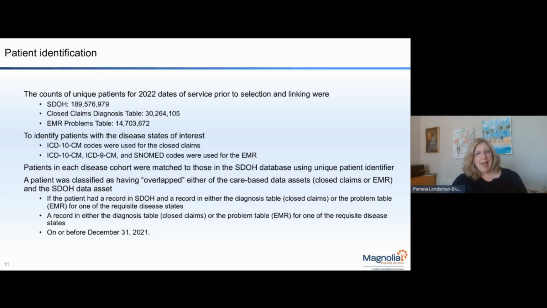So we then matched each of those individuals, and people could be in more than one disease group, where they're matched to the SDOH tables using that unique patient identifier. And then those that were in both either the closed claims and the SDOH, or the EMR and the SDOH, were retained for analysis. And the diagnosis we looked at as of everything we had as of December 31st, 2021.